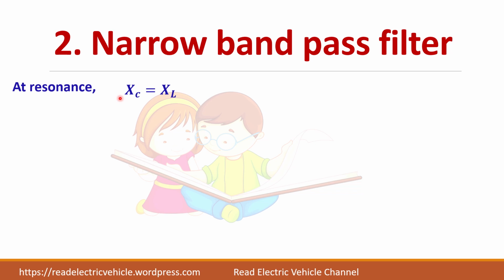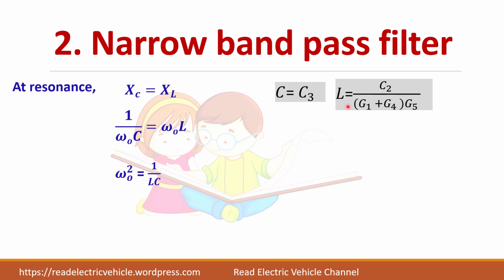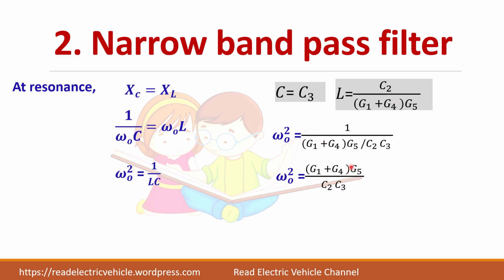So at resonance, we know Xc will be equal to XL. That is, inductive reactance and capacitive reactance will be equal. So what is Xc? 1 by omega C. XL is omega L. So if you multiply, omega naught square is equal to 1 by LC. So L and C values we have found. So just find what omega naught square is equal to, just multiply these two, you will get something. So we can say the cutoff frequency omega naught is equal to root of this one. So we have derived the equation for this omega naught.